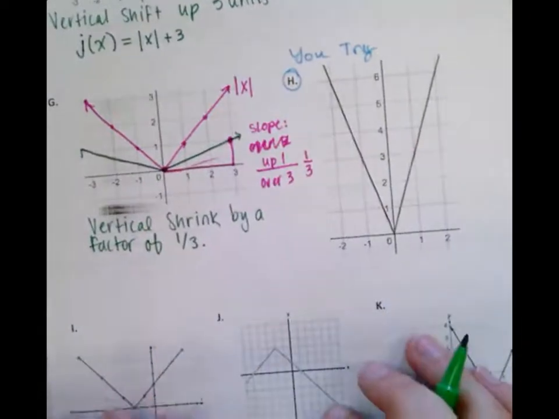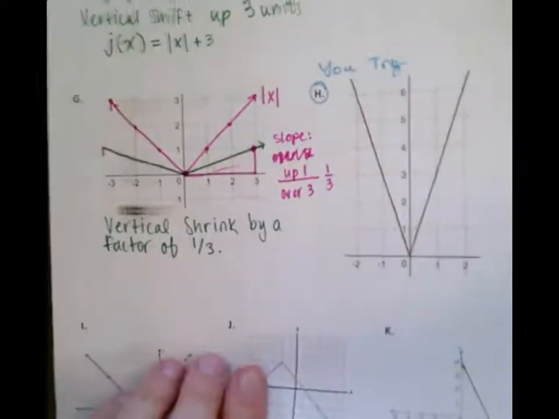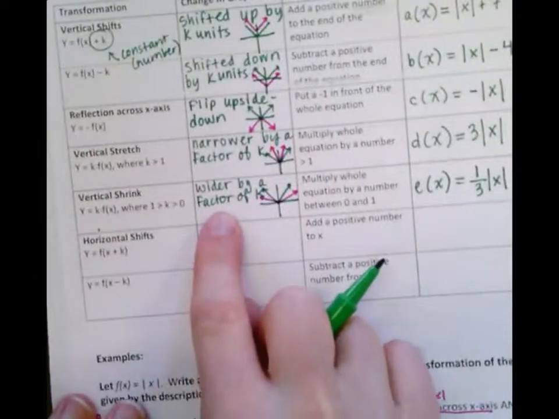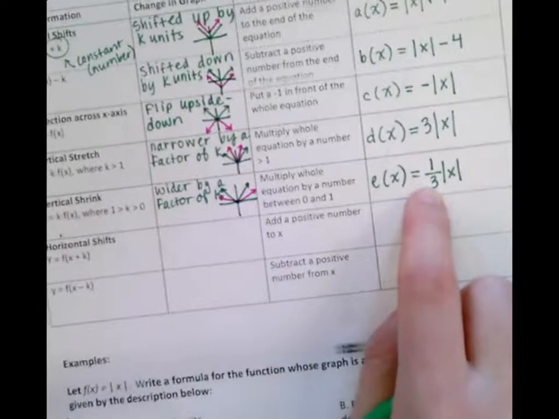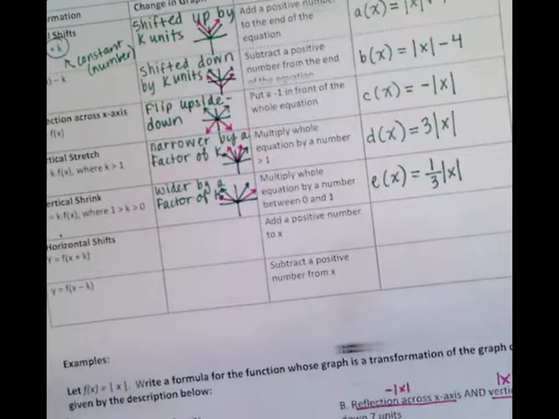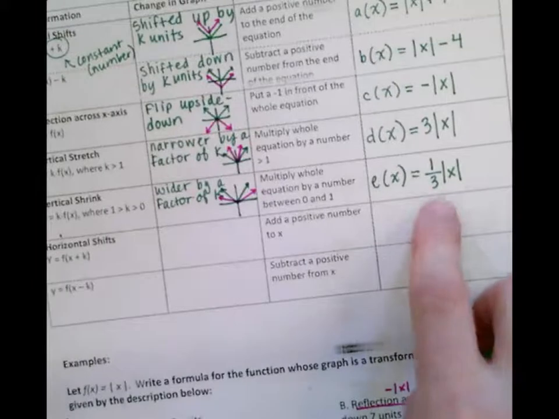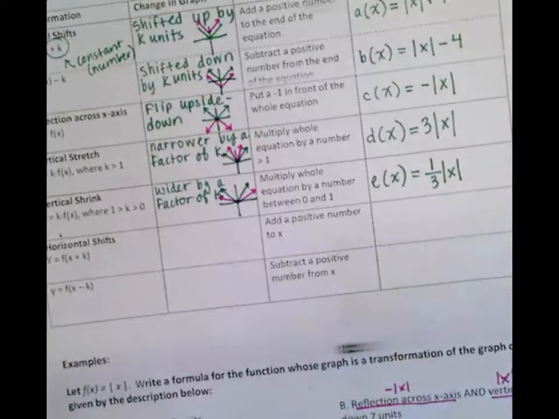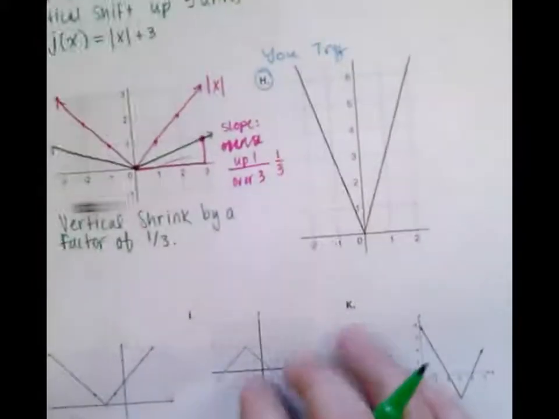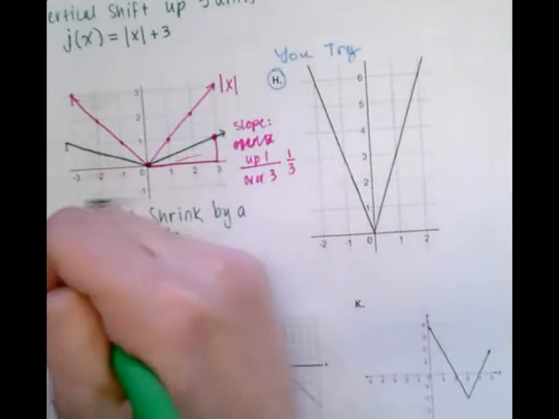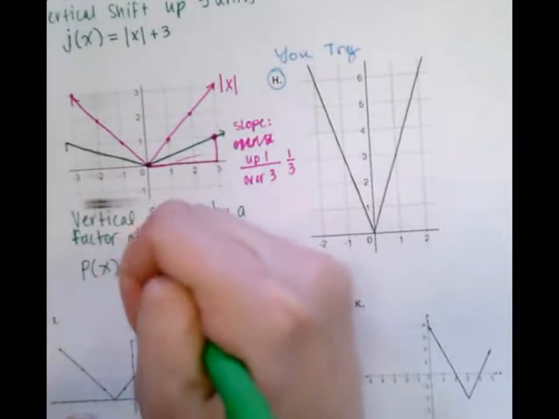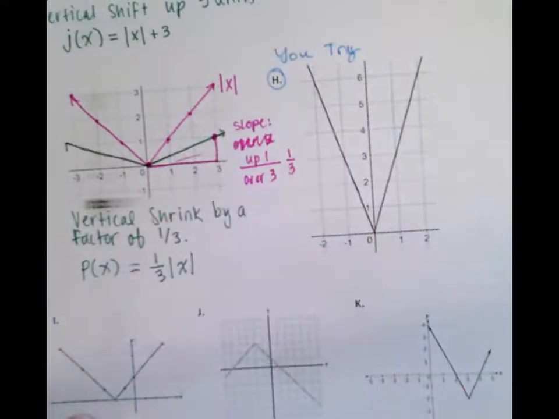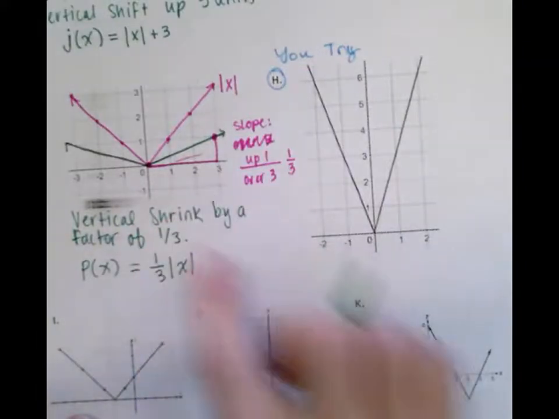And then if I want to write the equation, again, you can always refer back to this chart. So if it's a vertical shrink because it's getting wider, that means I need to multiply the whole equation out front by the fraction, and that fraction is exactly the slope of the positive side of the V. So our equation is going to be, because we had a slope of 1/3, let's say P of x equals 1/3 times the absolute value of x. And that would be an equation for this line.